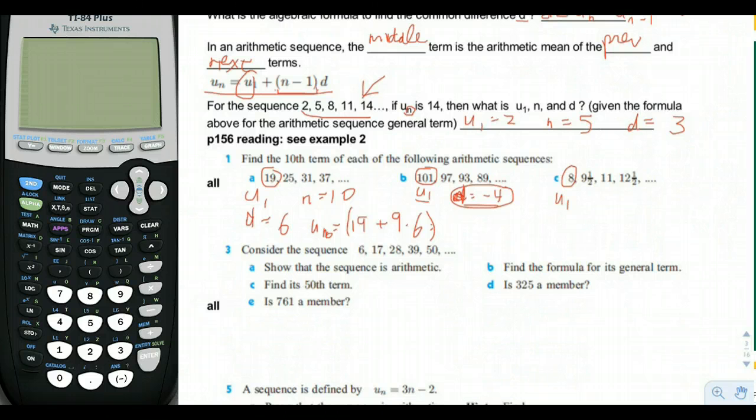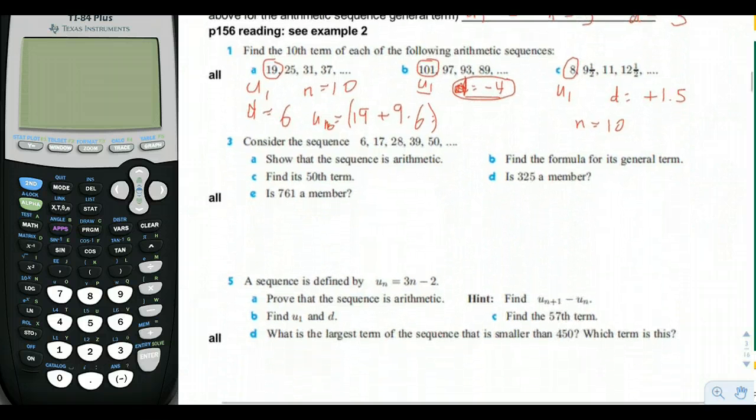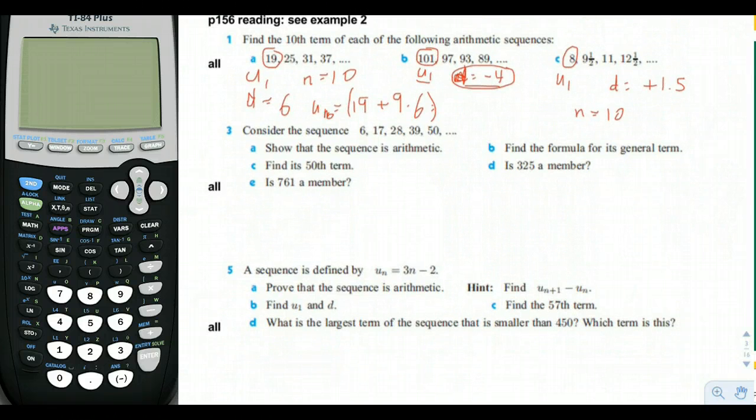And then D is equal to a positive 1.5, right? Because the difference between each of these is positive 1.5. And N would again be 10. Okay. So you can calculate that out. You can use your calculator if you want to.